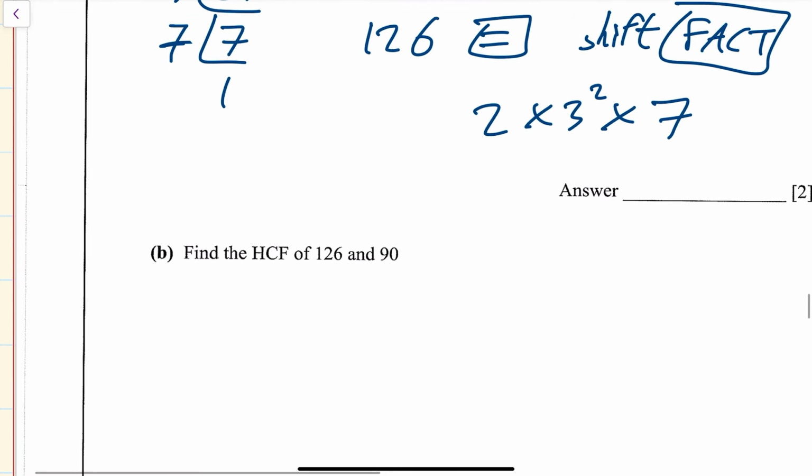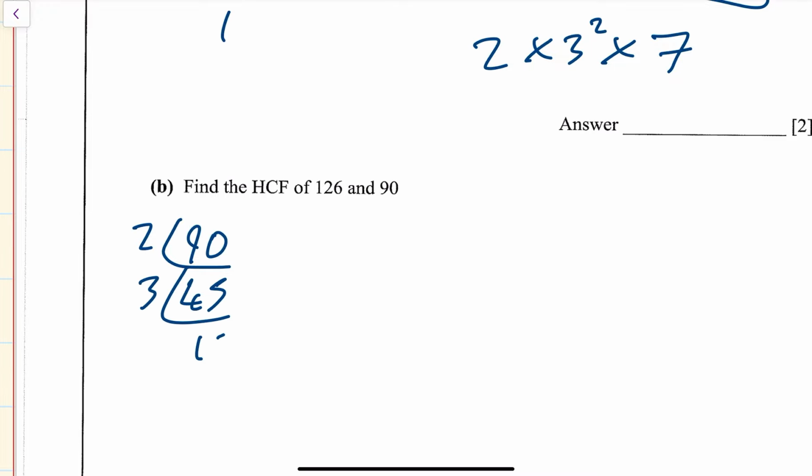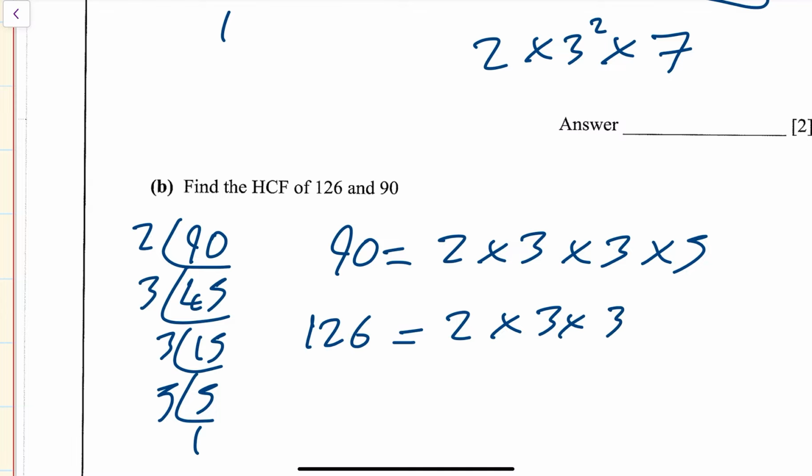Find the highest common factor of 126 and 90. Right, we have already got 126 done out. Then 90, and I'm going to do it my way again. Divide by 2 to get 45. Divide by 3 to get you 15. Divide by 3 to get you 5. Divide by 5 to get you 1. So 90 is 2 times 3 times 3 times 5. 126 we said was 2 times 3 times 3 times 7.